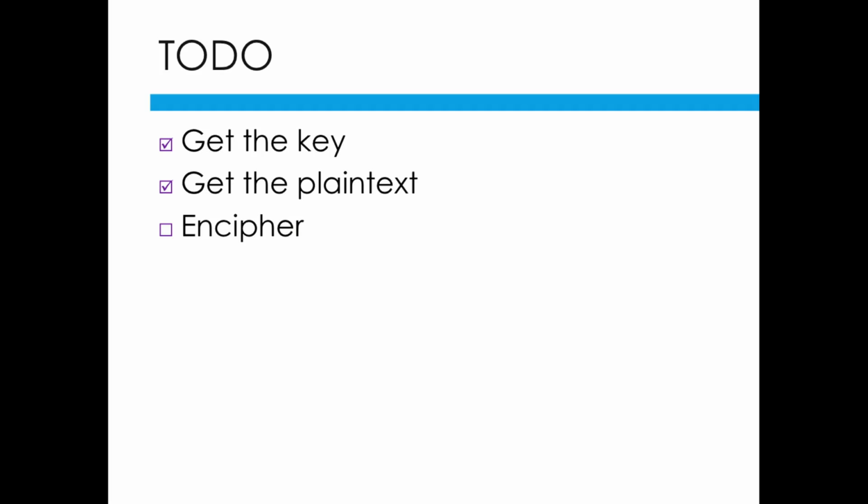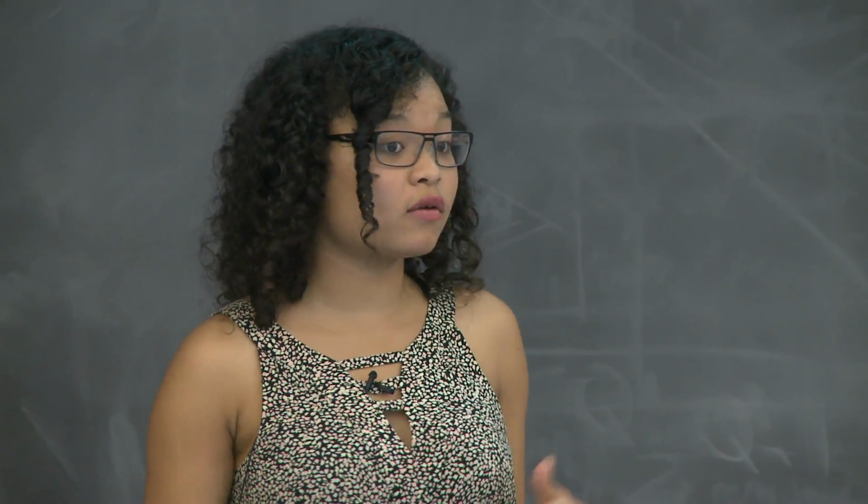Great, so once you've got the key and once you've got the text, what's left is to encipher the plain text. Just to quickly cover the lingo, the plain text is what the user gives you, and the ciphertext is what you return to them.